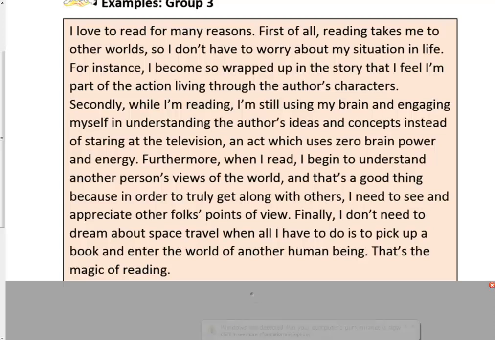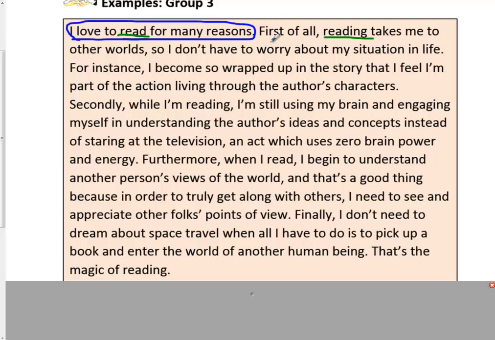Okay, let's take our super analytical powers. First of all, we're going to find our topic, read, reading. Let's find our stated main idea. I love to read for many reasons, and it does include our topic, of course. Let me put that green in here again so you know that read or reading is still our topic. Don't want to lose that. Okay, now I want you to count how many reasons did I give for loving to read.